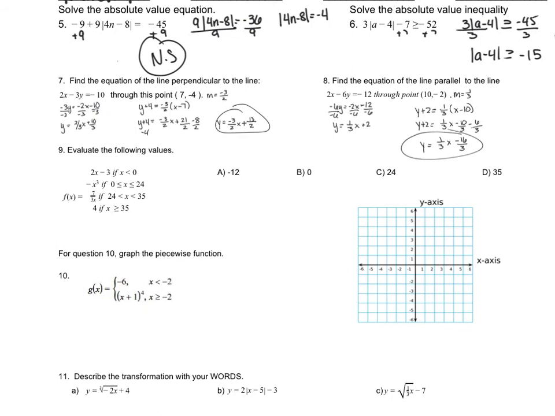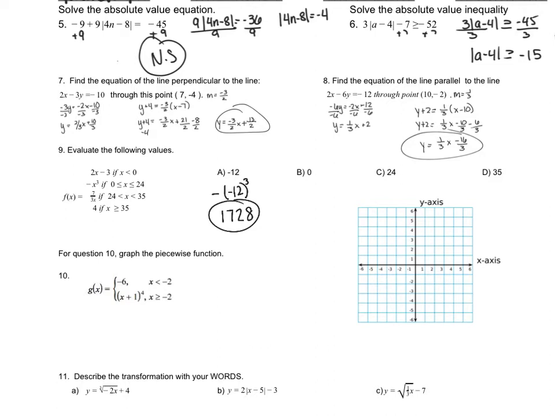Evaluate. So a is negative 12. Negative 12 is in between, so negative 12 to the third power. So negative 12 to the third power is negative 1728. But negative times a negative is a positive.